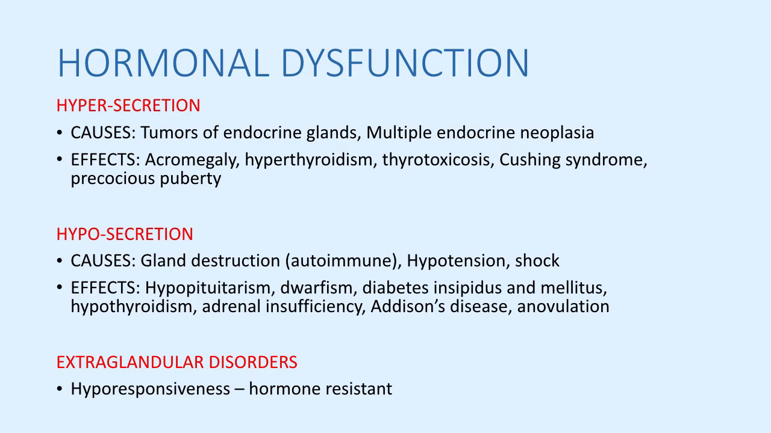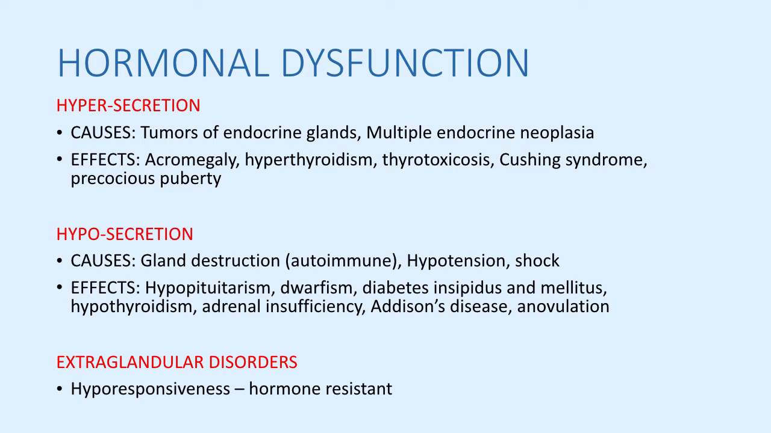So hormonal dysfunction. When we talk about dysfunction, we're essentially talking about a couple of problems. Hypersecretion, hyposecretion, so too much or not enough, or extraglandular disorders where for some reason you are over or under responsive to that hormone. So either you're making too much, you're making too little, or you're responding weirdly to it. So hypersecretion, we could be looking at things like tumors, endocrine neoplasia, hyperplasia, too much of the tissue.